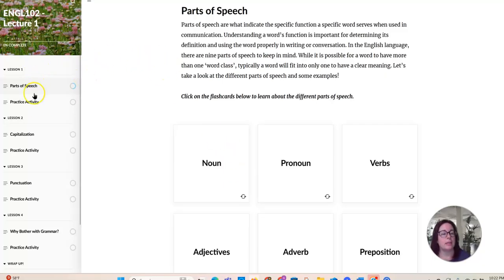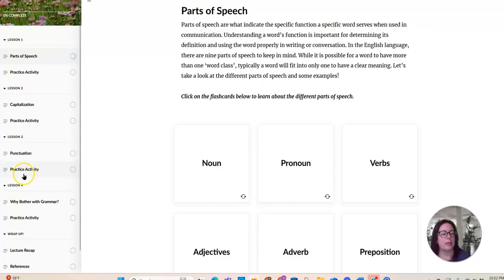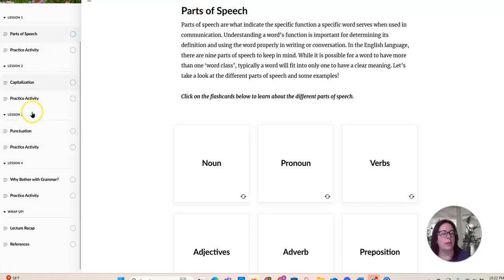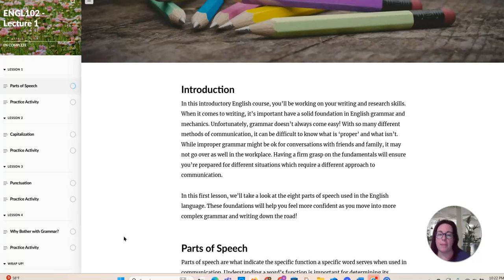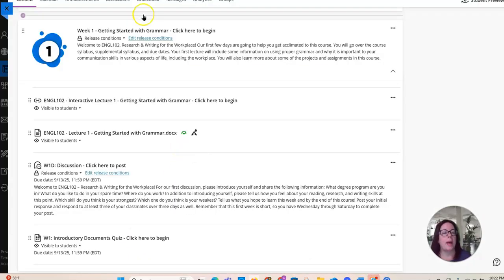Here on the left-hand side shows you the different topics and the different activities that go with it. You want to make sure that you've gone through all of these. And again, the nice thing about having a lecture that's right there is that you can refer back to it at any time during the week. So let's go back to week 1.